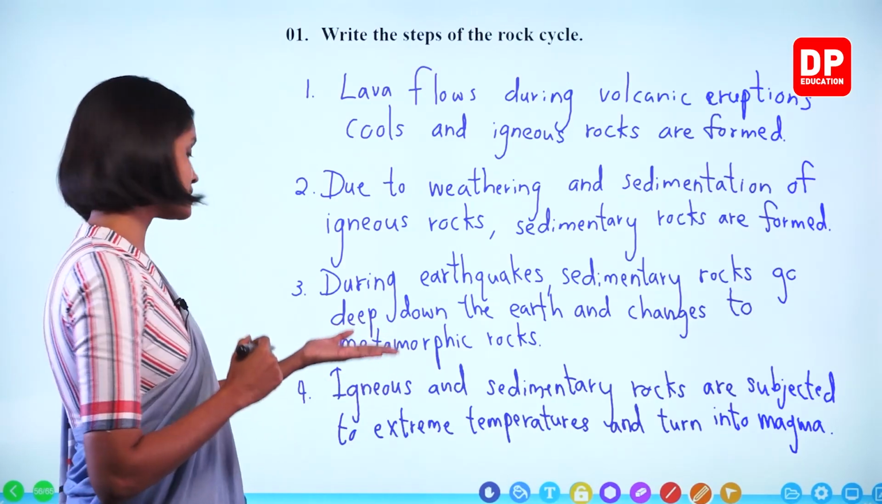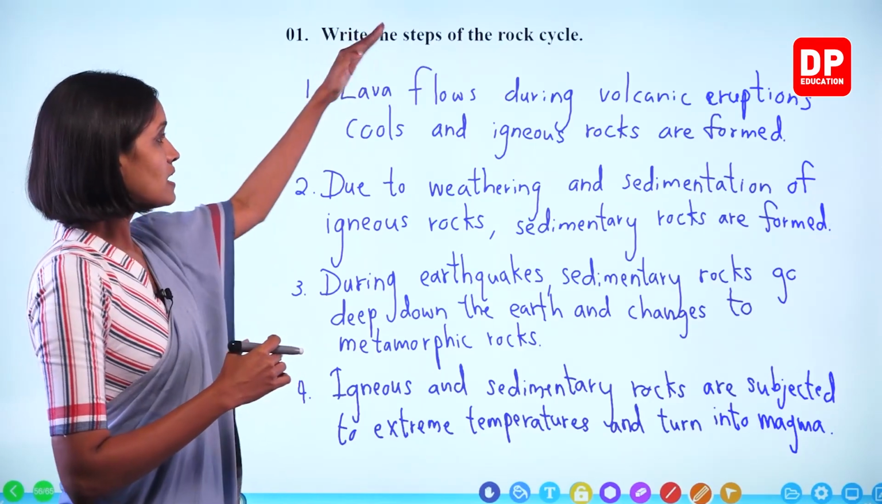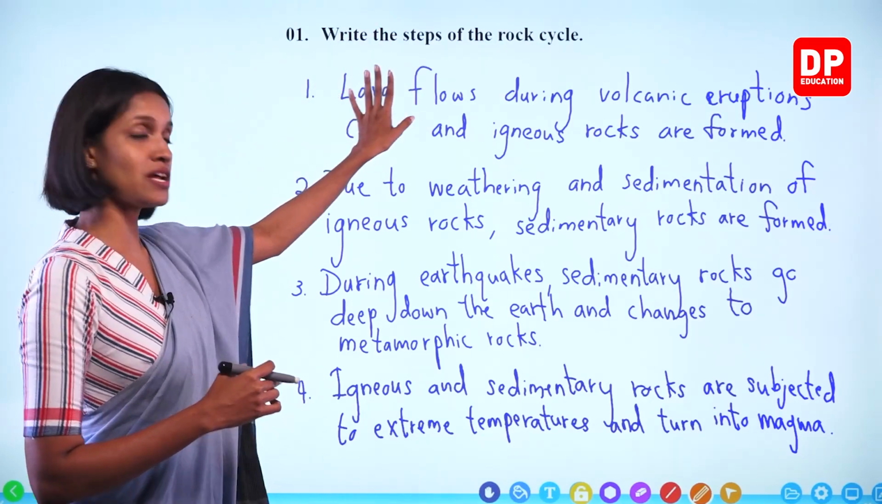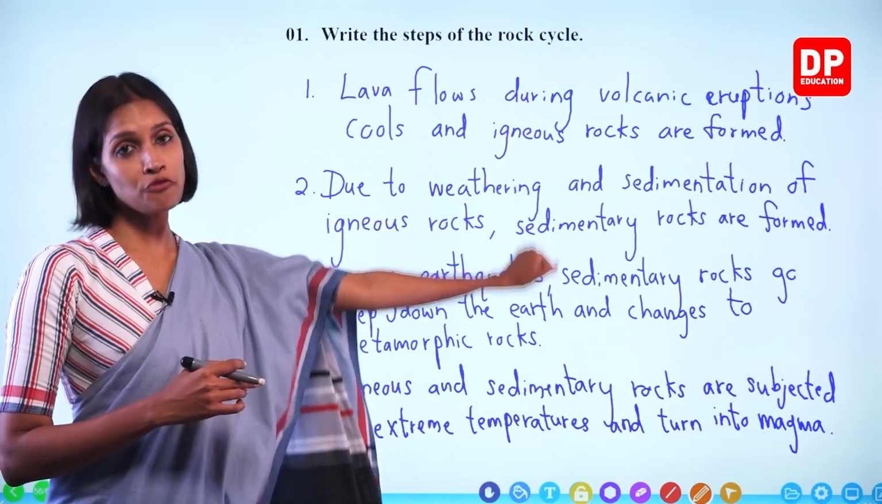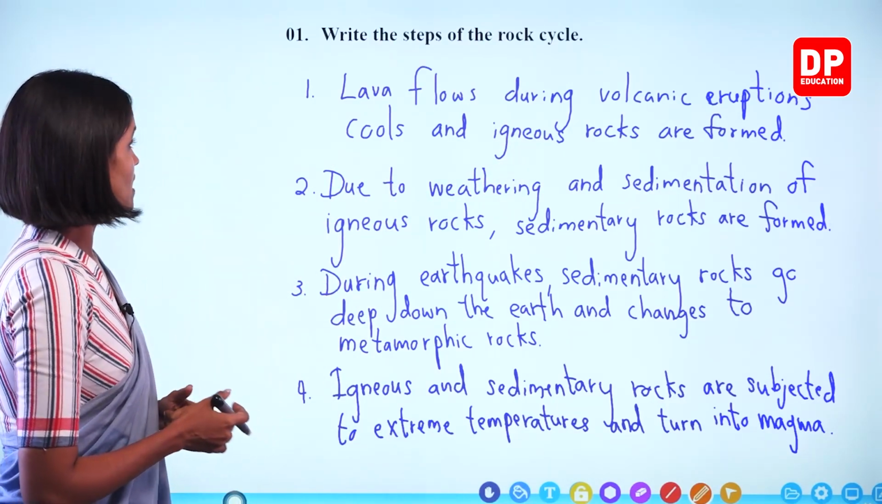Then this magma, again during volcanic eruptions, comes out as lava and then cools down and solidifies, and igneous rocks are formed. So the cycle continues. So write the steps of the rock cycle.